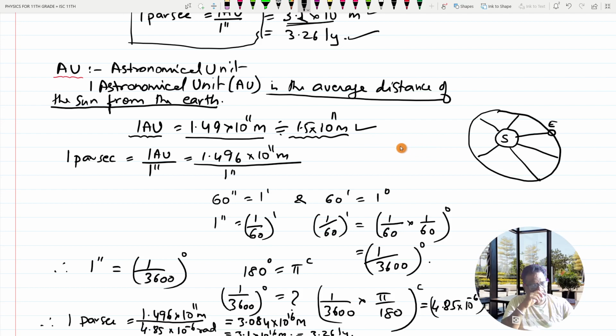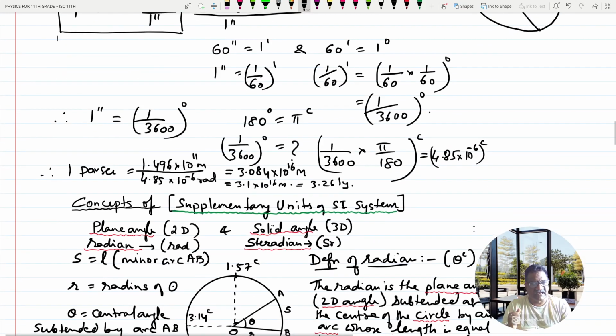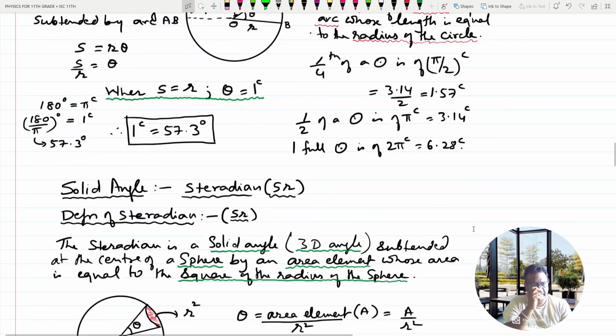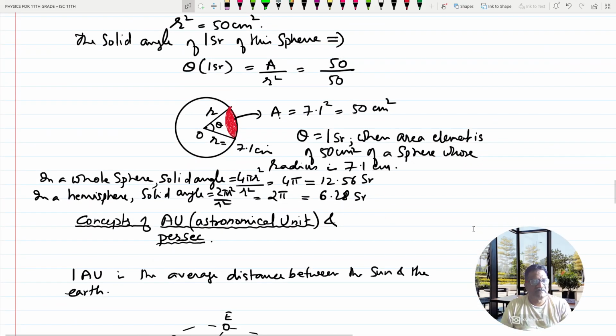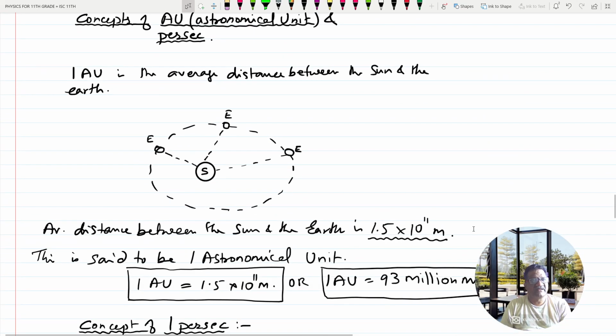Okay. Now, parsec. I told you I'll be revisiting parsec. 1 parsec is equal to 1 AU upon 1 second. Now, this is the formula. You won't understand this formula right now, but this is the formula for parsec. Now, the parsec I will explain to you by taking this example. This is where you can understand this astronomical unit and parsec. Okay, this is the concept of astronomical unit and the concept of parsec.